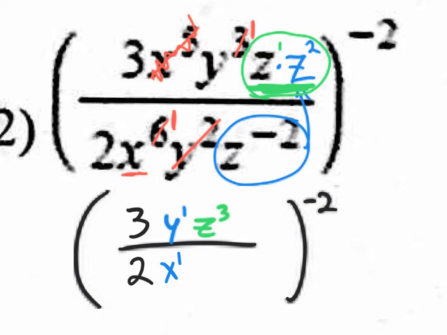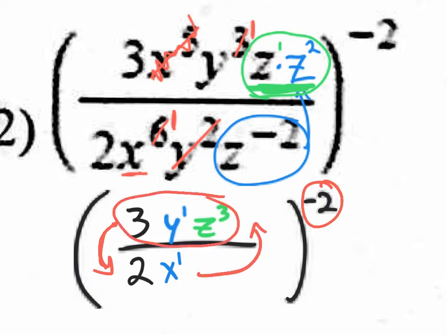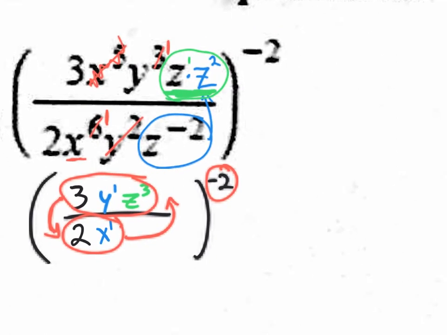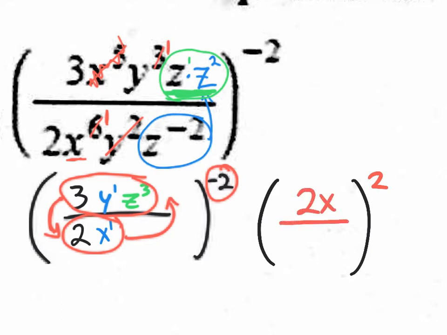But look, the flipping first really changes this negative to a positive as long as I move the numerator down to the bottom and the denominator up to the top. So I need to take this whole thing, move it down, this whole thing, move it up. So that's what I'm going to do right now. I'm going to change the fraction on the inside of the parentheses, and that -2 on the outside is going to become +2 because I am going to flip it, and I'll have a 2x up on top and a 3yz to the third on the bottom.